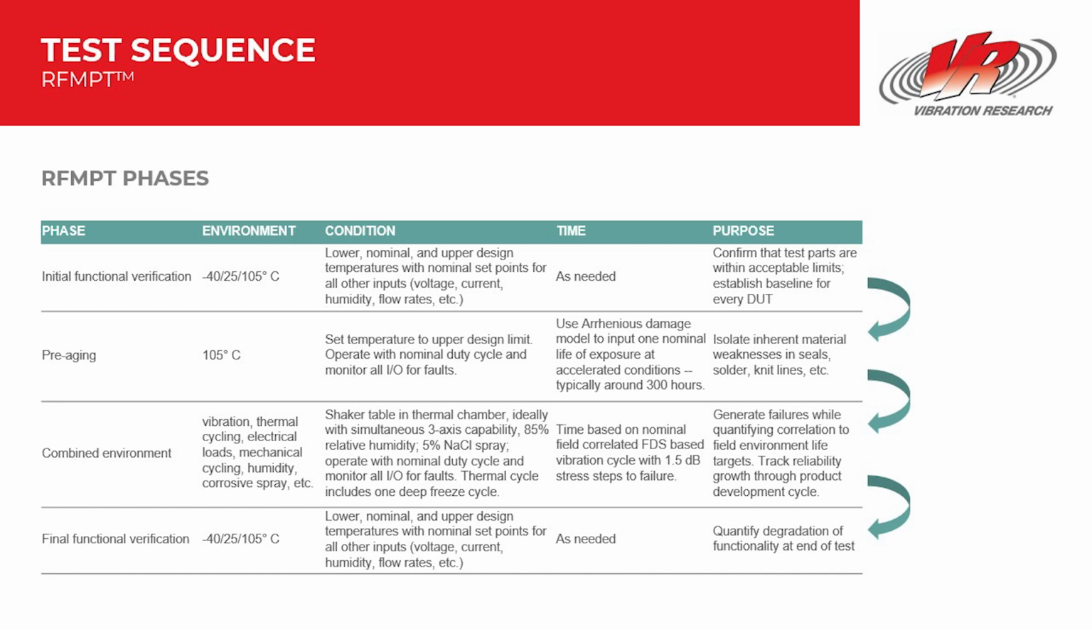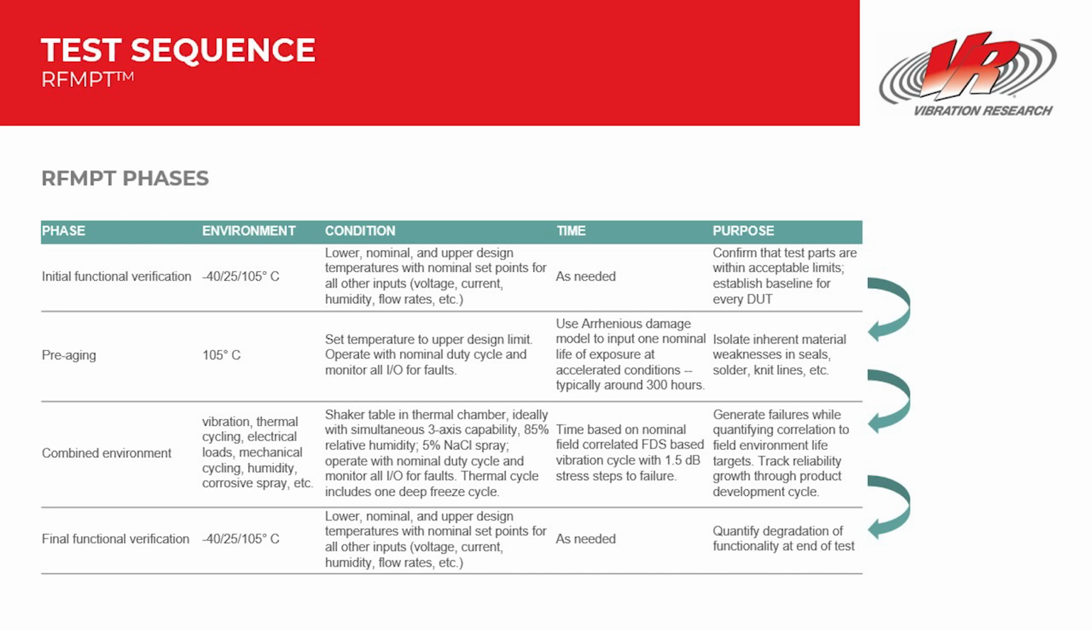The second phase is pre-aging, which is generally exposing test parts to an elevated temperature for some period of time to isolate inherent material weaknesses in seals, solder, injection mold knit lines, etc. We use the Arrhenius damage model to input one nominal life in our test. Pre-aging could also involve mechanical shock, mechanical or electrical cycling, or electronics burn-in, or whatever is appropriate for the product that you are putting through the RFMPT process.